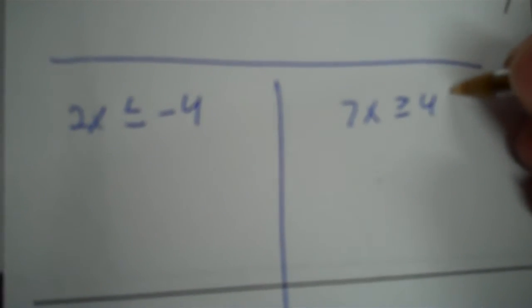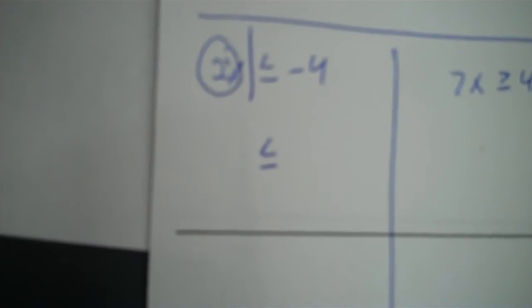So they're already separate for us. So we have 2x less than or equal to -4, and then 7x is greater than or equal to 49. So I need to divide each side by 2. The sign stays less than or equal, because I'm dividing by +2, a positive number. So x is less than or equal to -2.